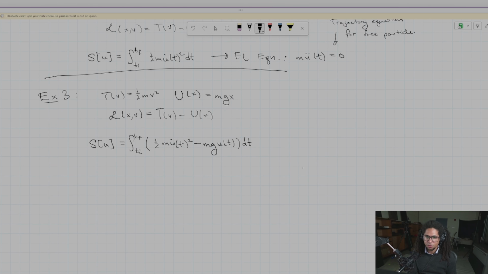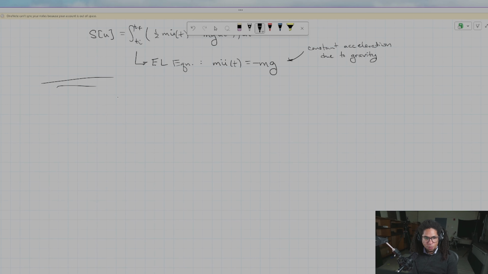All right, it's getting a little bit old now, but let me do the EL equation for this. When I take the time derivative of the derivative with respect to u dot, once again, I'll just get m u double dot. Maybe you're starting to see a pattern here. On the other side, I'm going to get just the ordinary derivative with respect to u, but that's minus mg. So this is constant acceleration due to gravity.